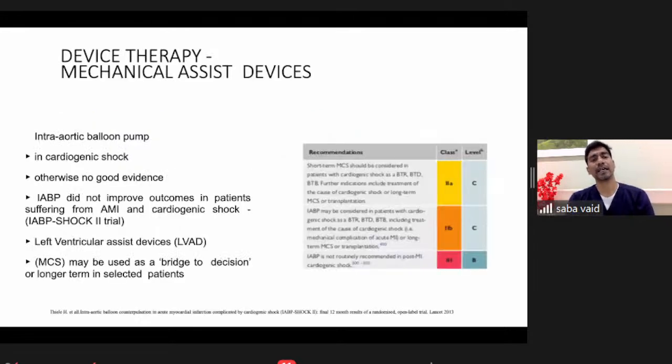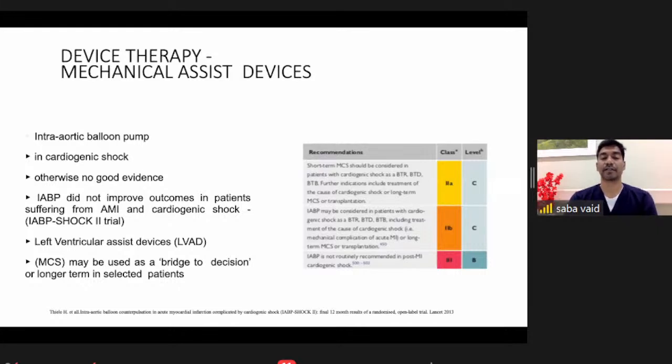When it comes to the other mechanical assist devices, IABP is something which is relatively commonly used in a lot of cardiac centers with patients who present with acute coronary syndrome, like a heart attack, MI, along with a cardiogenic shock. That said, in cardiogenic shock, it's got decent evidence. But beyond that, IABP does not seem to improve outcomes in some of the trials. So it is still a big question. But it is one of the useful tools.